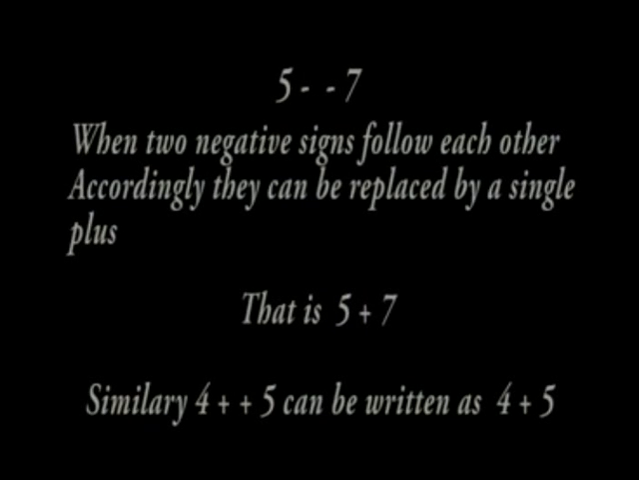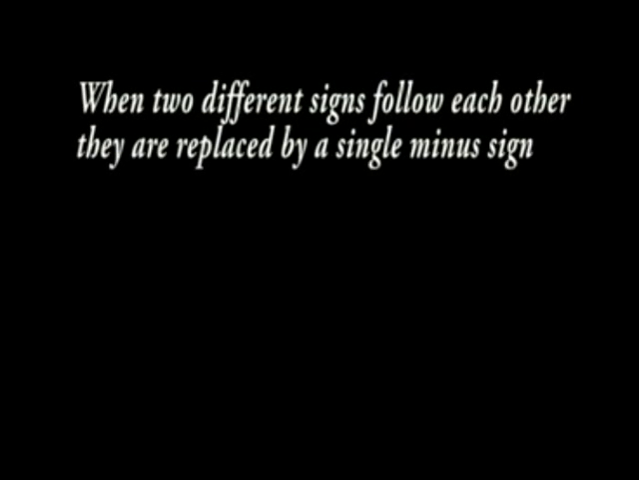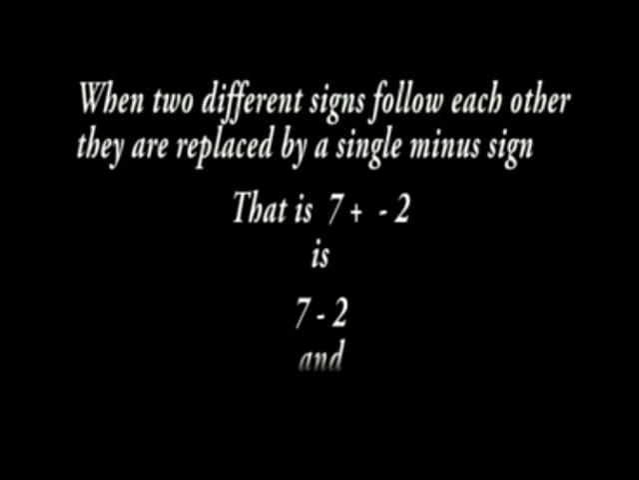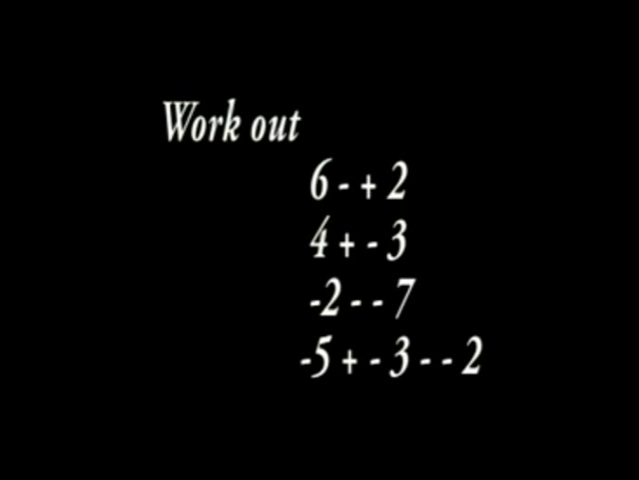However, when two different signs follow each other, they are replaced by a single minus sign. For example, 7 plus -2. This is written as 7 minus 2. Similarly, -9 minus +2 can be written as -9 minus 2. Further examples. Work them out and see if you get the correct answer.